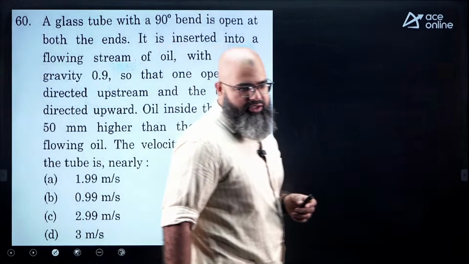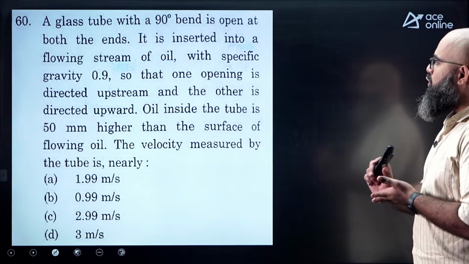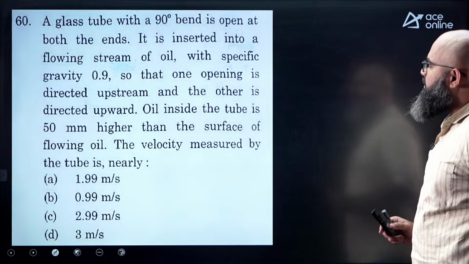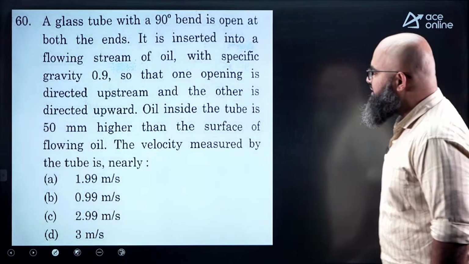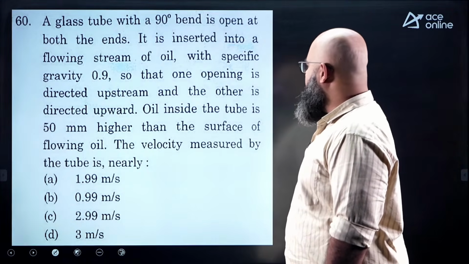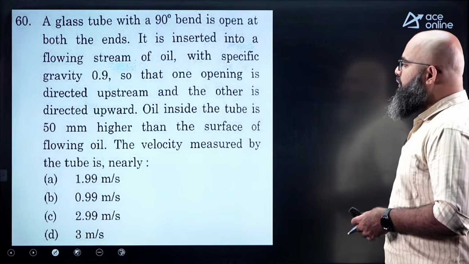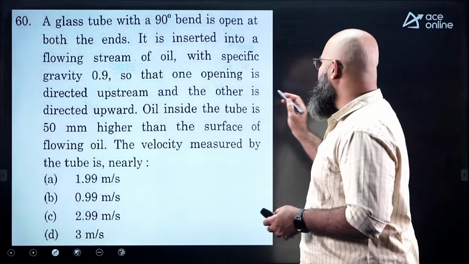Moving further to the next question. The question over here says, a glass tube of 90-degree bend is open at both ends. It is inserted into a flowing stream of oil with a specific gravity of 0.9, so that one opening is directed upstream and the other is directed upward. The oil inside the tube is 50 mm higher than the surface of flowing oil. The velocity measured will be equal to how much?